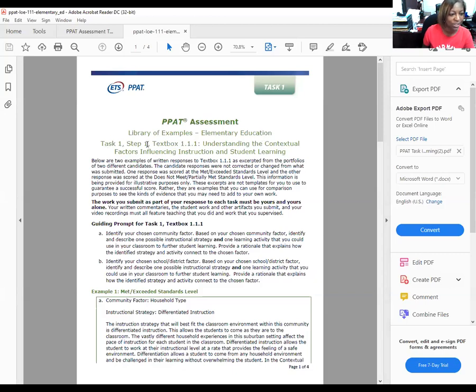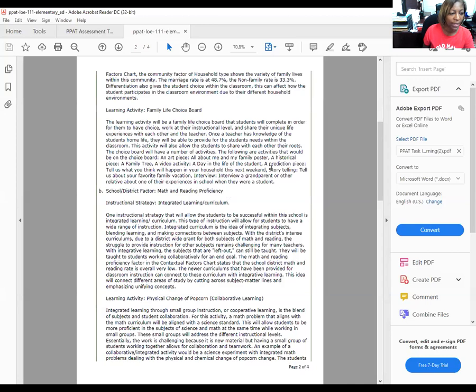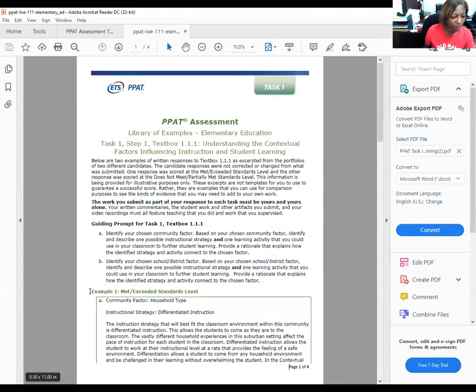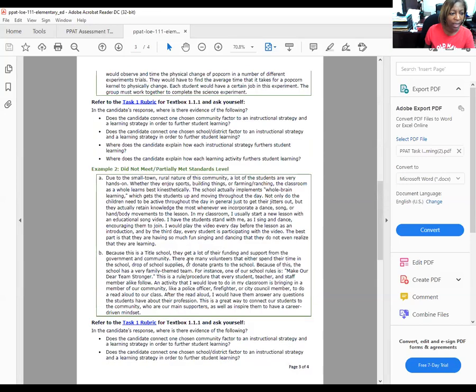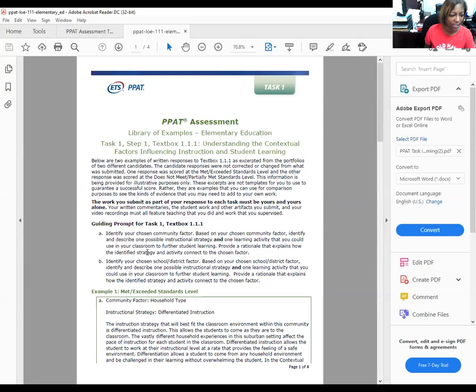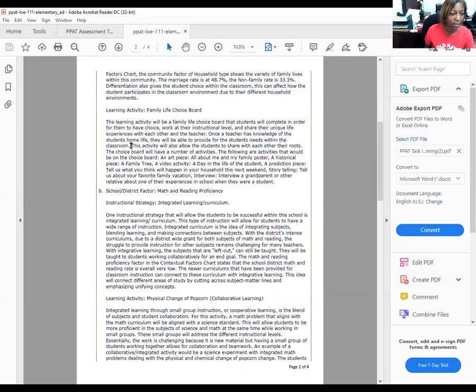So task 1, step 1, text box 111, understanding the contextual factors influencing instruction and student learning. You only have to read the one example, example 1, that says meets or exceeds standards levels. And these are the guiding prompts that we just went over. Read those. And then I need you to read the activity that has been provided. Okay. It says A, B, and C.